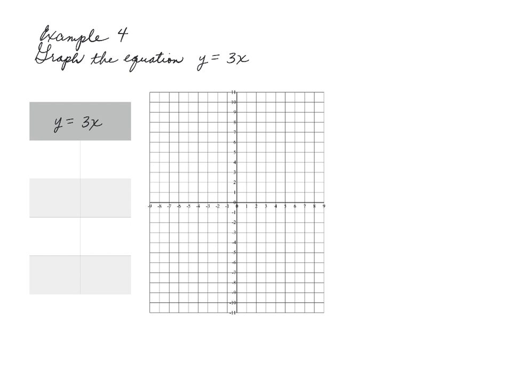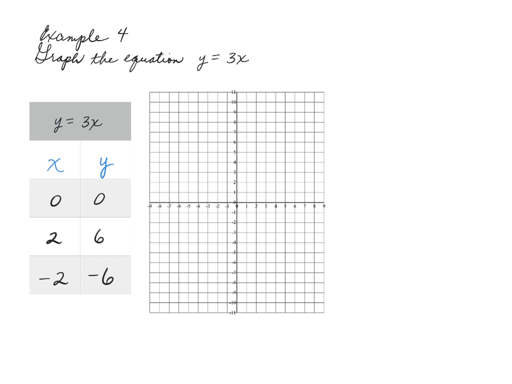Graph this equation, y equals 3x. By plotting points, we're going to make a table of x and y values. Well, let's see. Let's use x. X is 0. That's an easy one. If x is 0, then what is y? Y is 0. If x is, say, 2, what is y? Y is going to be 3 times 2, which is 6. If x is negative 2, then y is, in this case, negative 6.